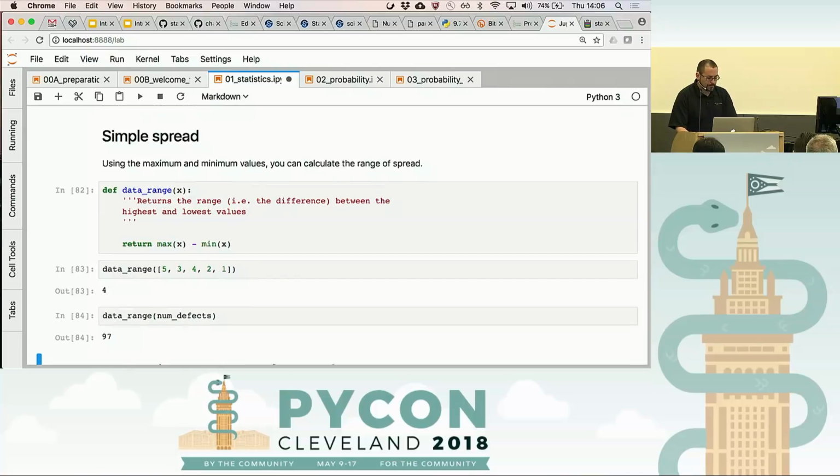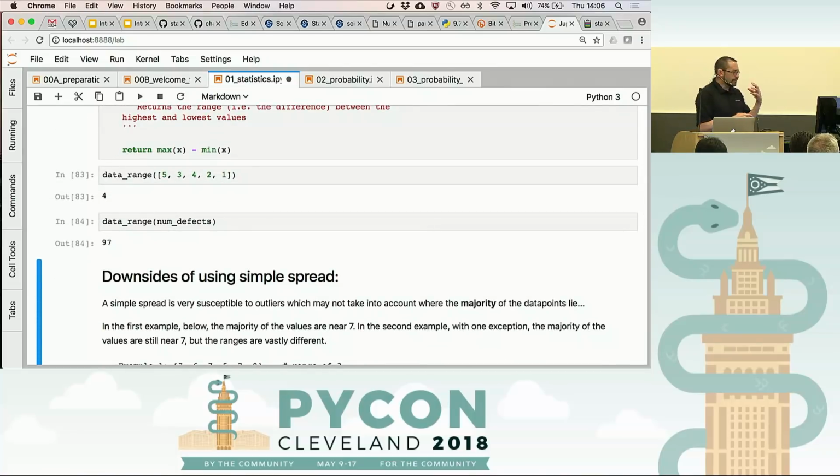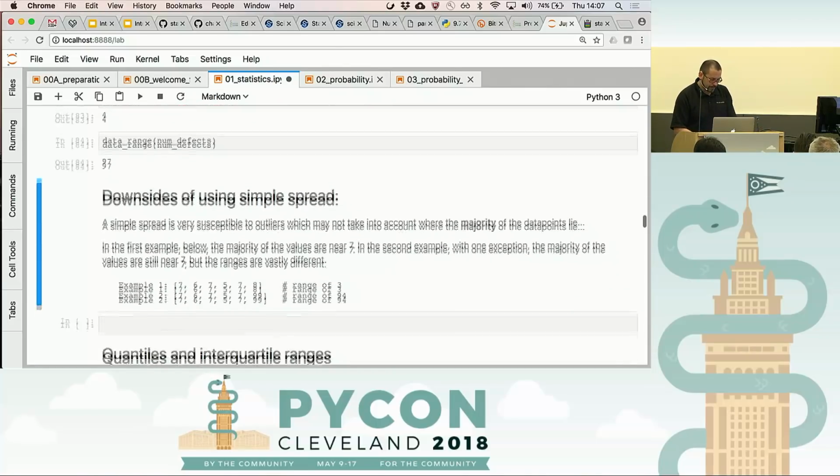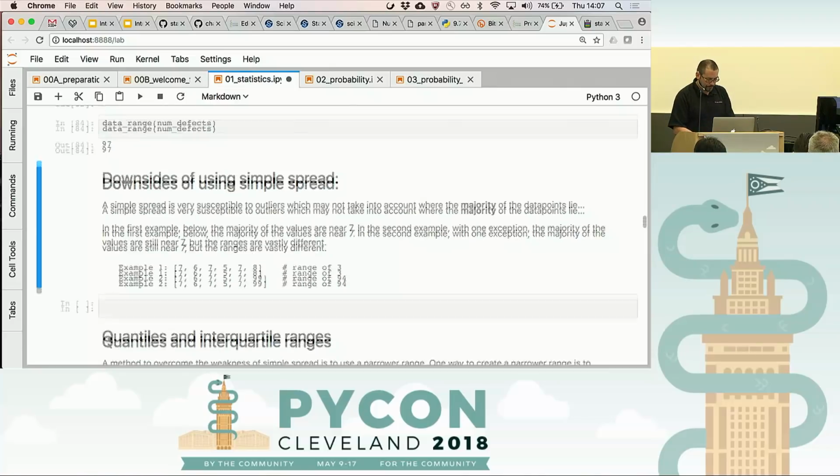Notice with my batch defects, the smallest value was a 2, the biggest was a 99, so my spread is 97. That's a lot. Remember that 99 is potentially even an outlier or something. So here I can see that my data is really far away from the median and the mode and the mean, right? So this may be a flag, or maybe something of interest. It will depend on your data.